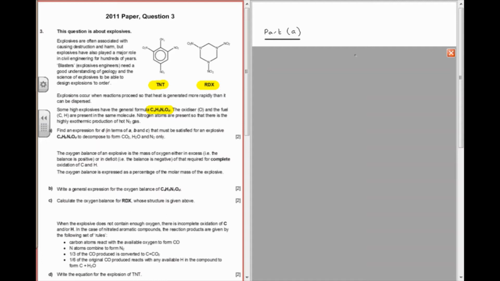Part A of the question asks you to find an expression for D in terms of A, B and C that must be satisfied for an explosive of general formula CaHbNcOd to decompose to form carbon dioxide, water and nitrogen only. To answer this question, we need to begin by writing out a simple equation to represent the reaction taking place.